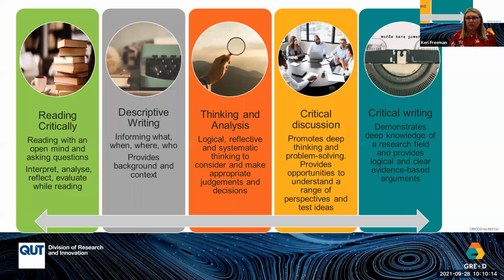So, having a quick look at the process of writing your lit review, you can see down the bottom the arrows are going both ways, which means it's an iterative process, going backwards and forwards. So of course, reading critically. I've put the descriptive writing in there because there is some description where you inform the reader about the what, the when, the where, the who in regard to previous studies and the background. But then we need to go deeper with our analysis and then our critical discussion, which leads us to our critical writing.